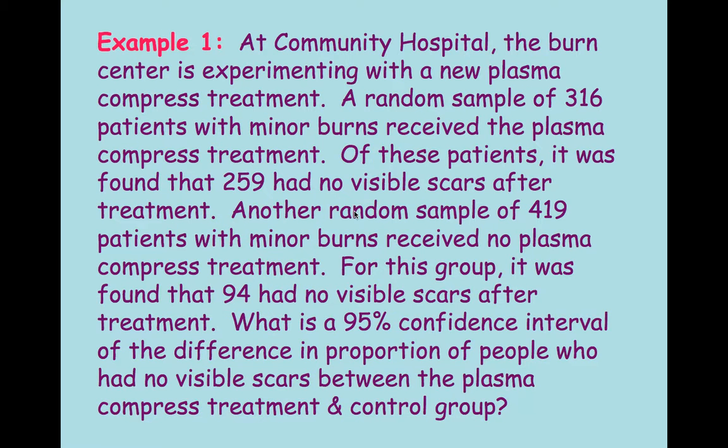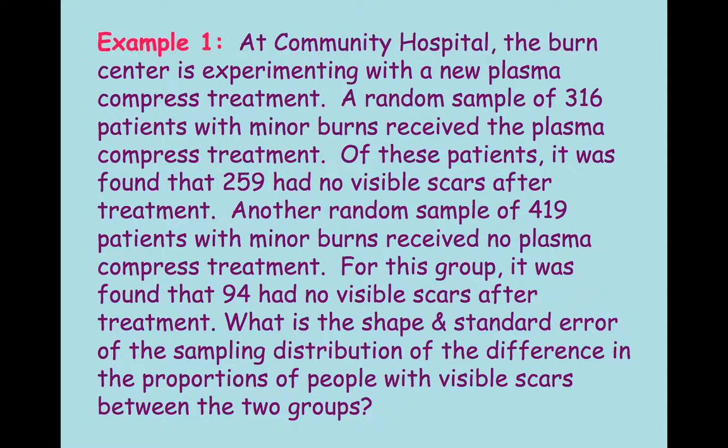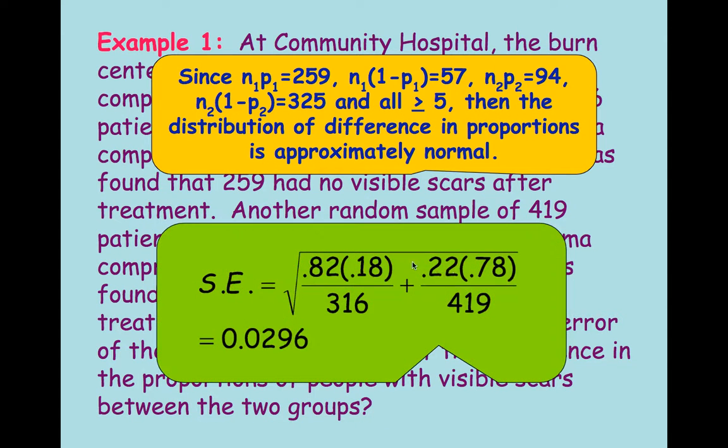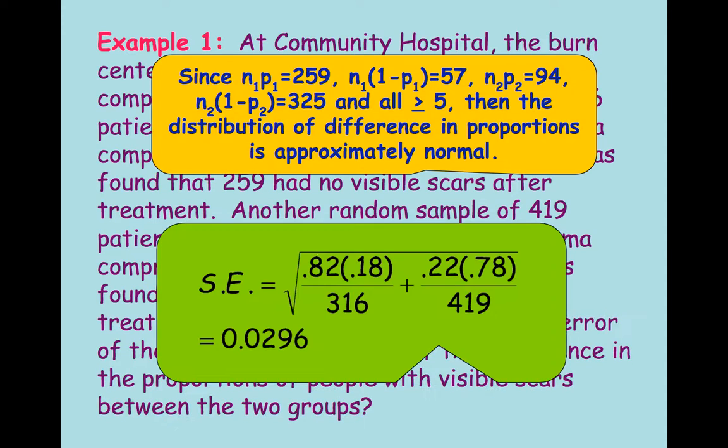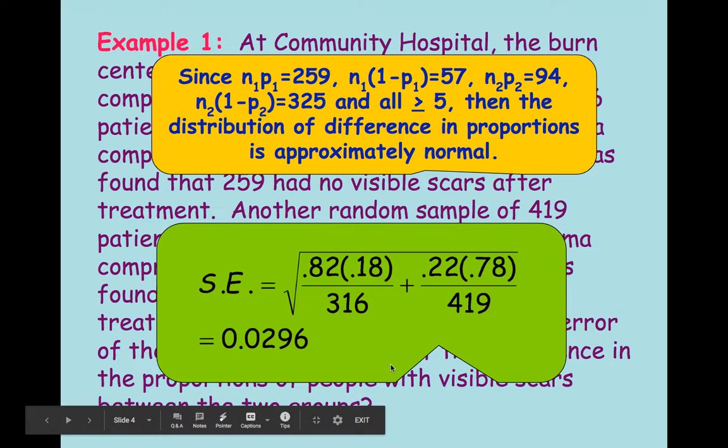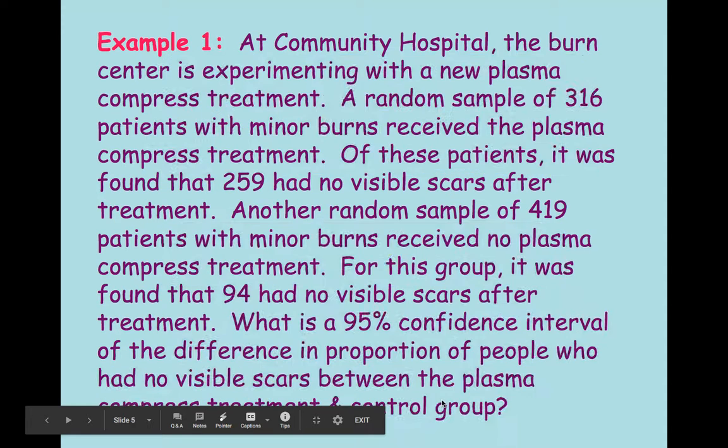So, here. There we go. That 0.22 right there, that's coming from your 94 out of your 419. So that's the proportion out of 419. That's the proportion out of 316. And this, of course, is 1 minus p, giving you a standard error of 0.0296. So here's your shape. It is approximately normal. Here's your standard error, 0.0296.